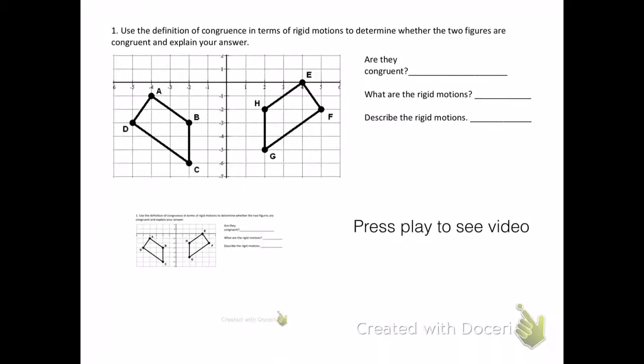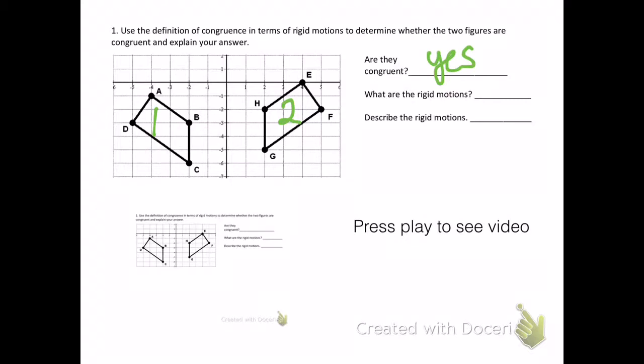Okay, in the congruence unit, one of the first things we talked about was the definition of congruence in terms of rigid motion. So if you look at figure 1, and you want to see what happened to get to figure 2, are they congruent? I would say yes, they are congruent. What are the rigid motions?